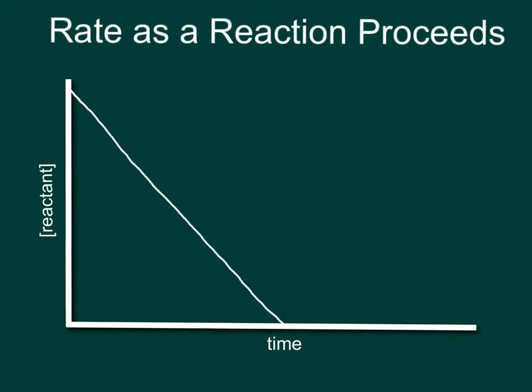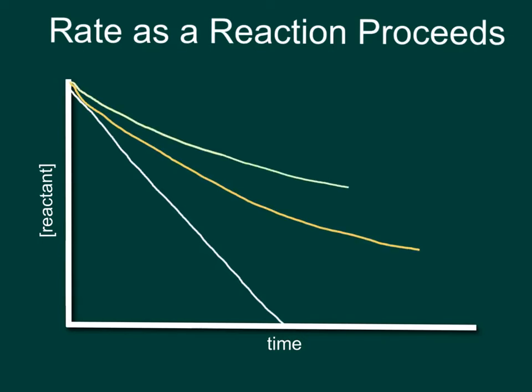But what should be happening to the rate as the reaction proceeds? Well, as there's less reactant available, we should see a slowing of the reaction rate. So in general, a graph of reactant concentration versus time looks more like the second or the third graph I've drawn.